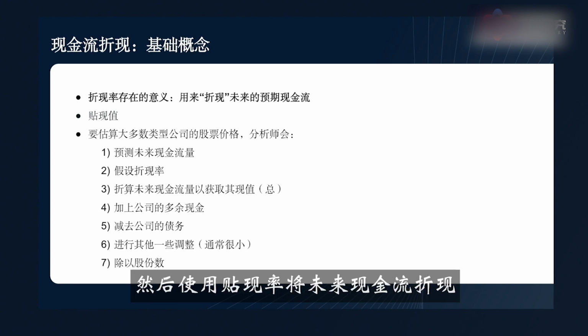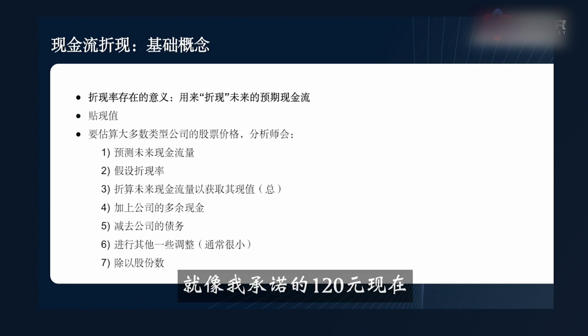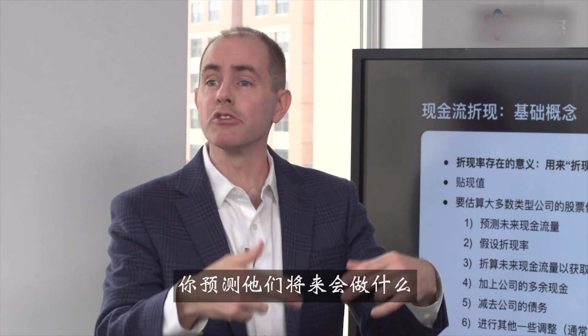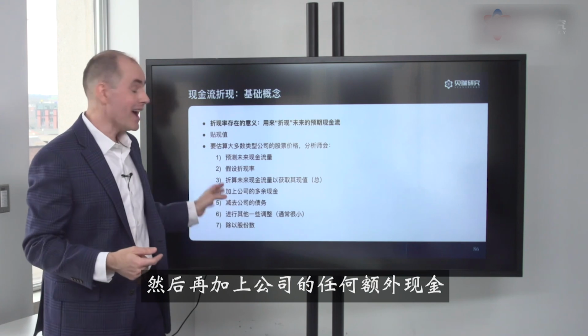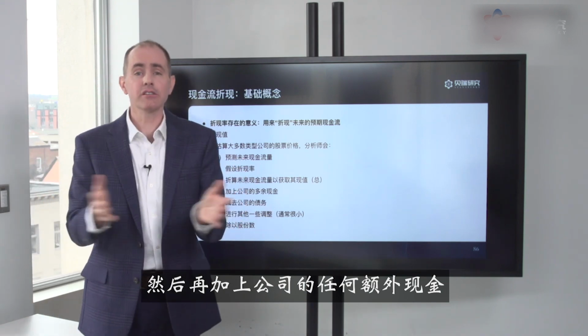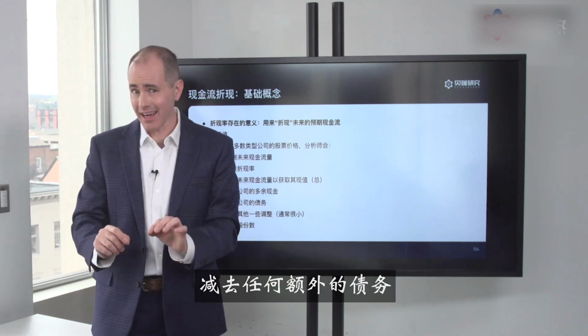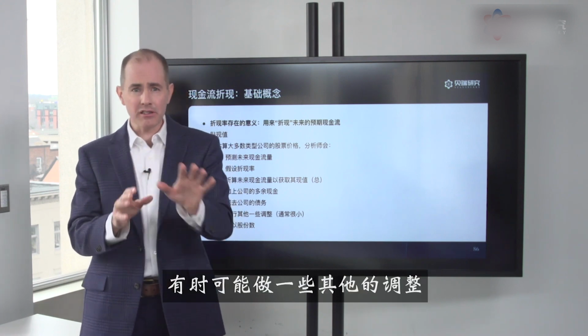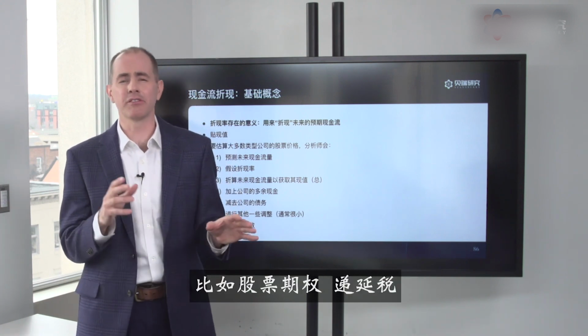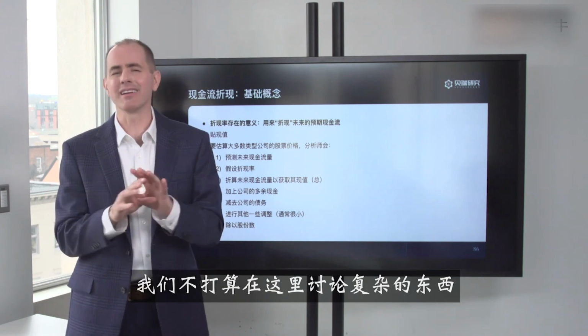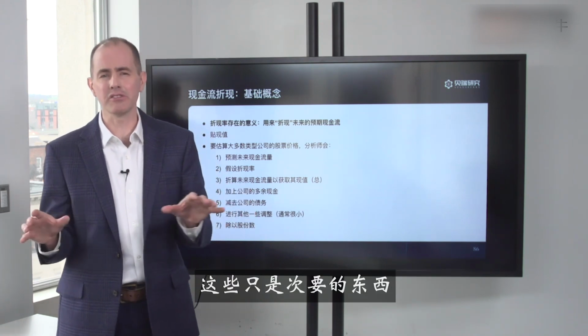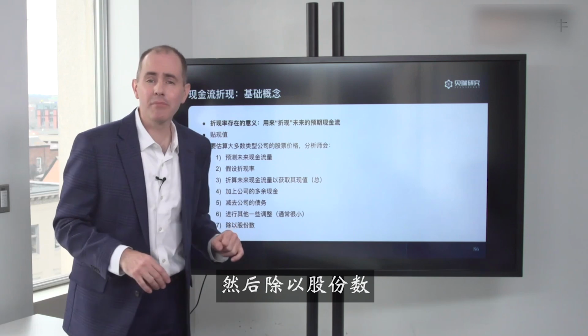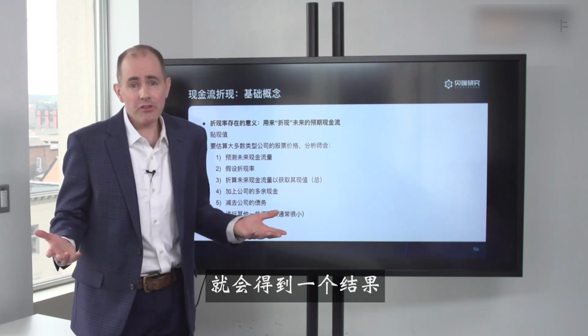Then you discount those cash flows just the same way that 120 RMB promised by me might be only worth 100 right now. Same thing for a company. You predict what they're going to do in the future and you decide what it's worth now. Then you add any extra cash the company has, you subtract out any extra debt, sometimes make some other adjustments for things like stock options, deferred taxes. We're not going to get into the complicated stuff here, but there's some minor stuff. And then you divide by number of shares, and you'll get a result.